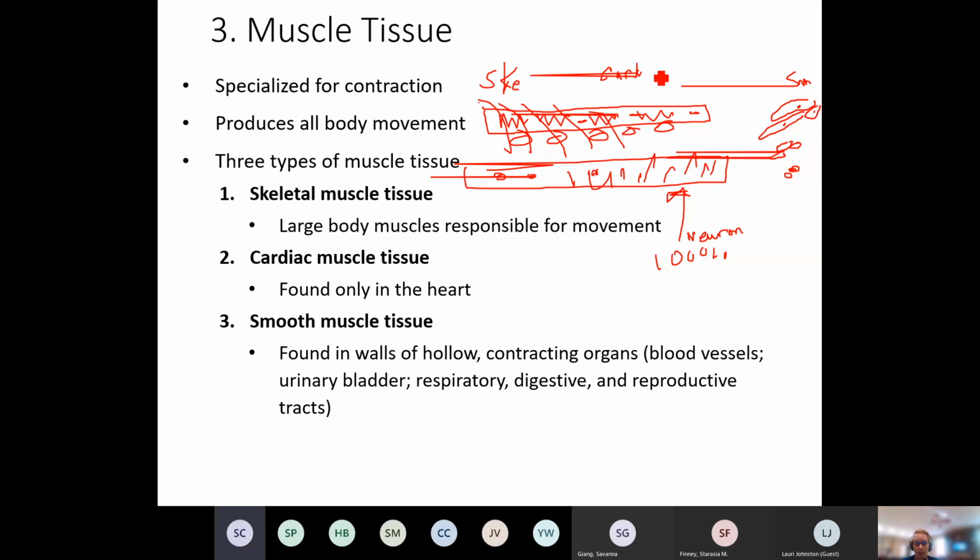Cardiac fits in the center. Cardiac is going to be a distinctive cell with one nucleus, like smooth, but it's going to have striations. Cardiac is not going to be told to contract by the neuron, and it's not going to be told to contract by a lot of factors. Cardiac is going to have certain cells known as pacemaker cells that are going to be the ones to tell the rest of the cells to contract.